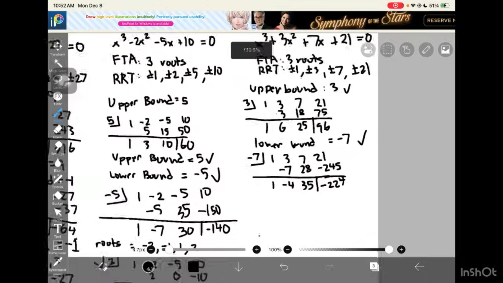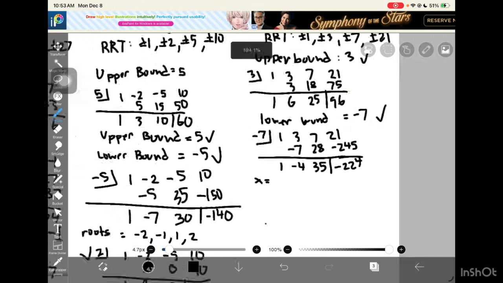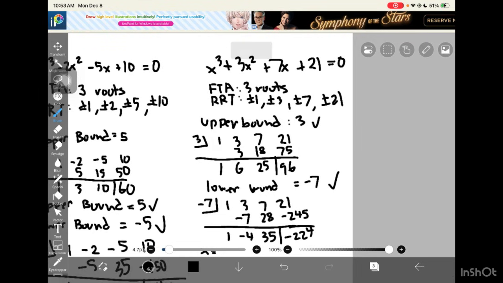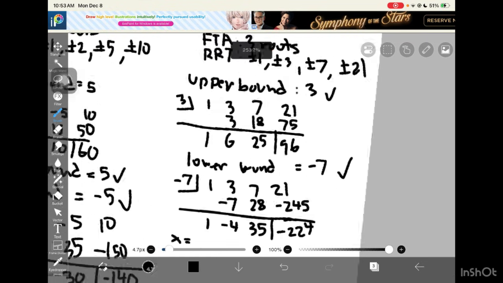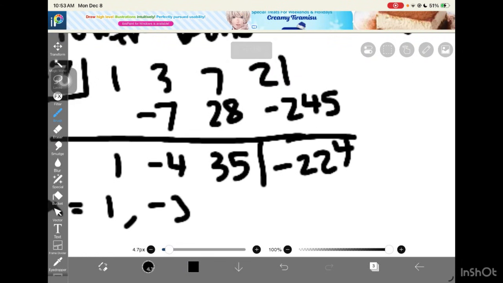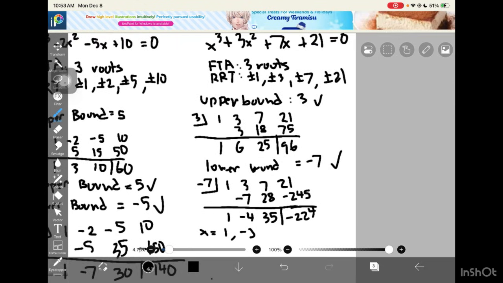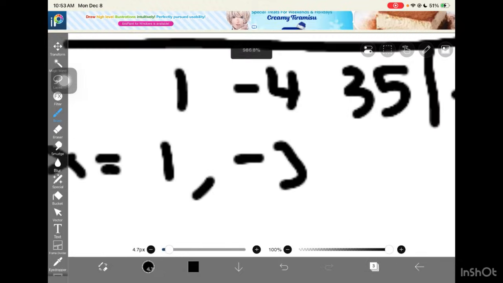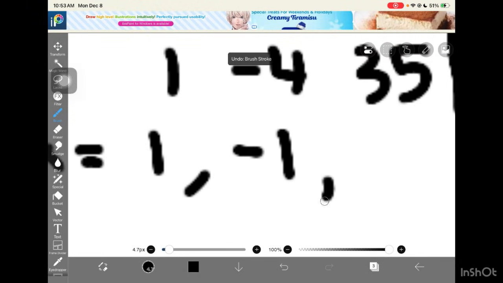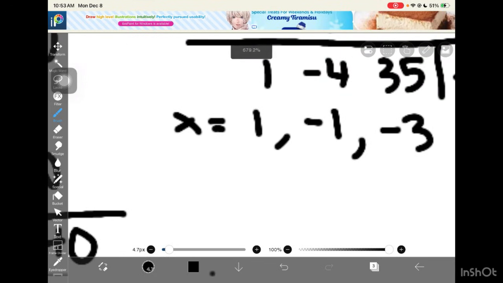That leaves our possible roots as x can equal 1, negative 1, negative 3. So let's try negative 3.